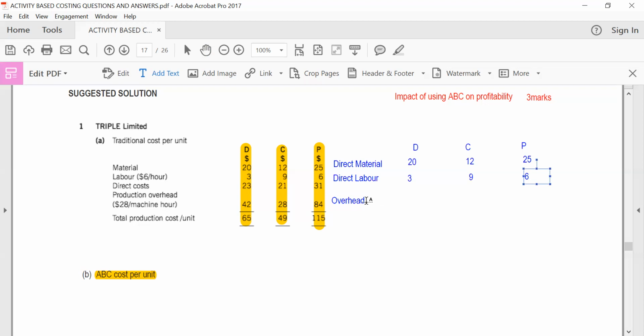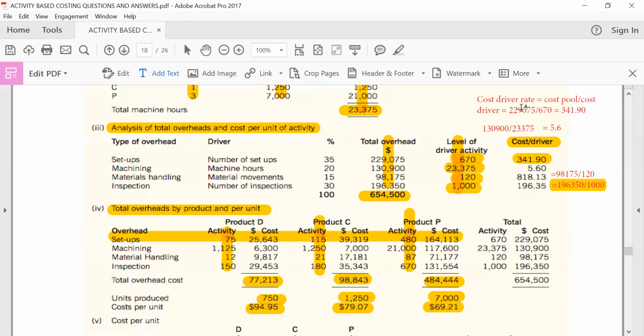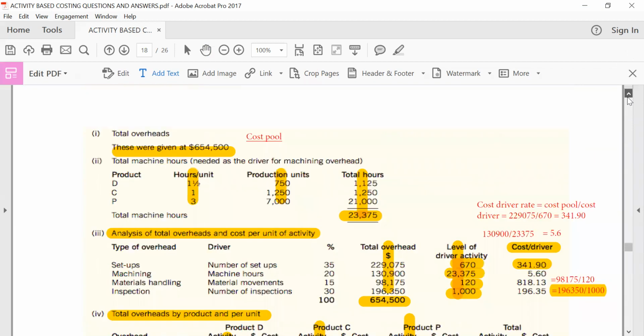But the overhead will change. At this time, I expect students to put this into bracket working. You go and work, then you come back. After we've gone through the working, we are fine. In the case of product D, we got 94.95. So I go back and slot it in. We got 94.95.